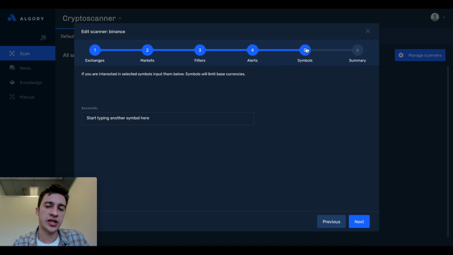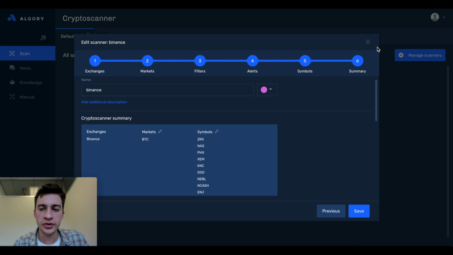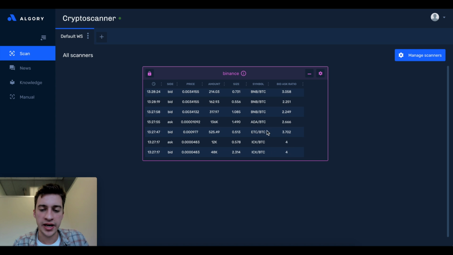And if you don't want to be scanning for every single coin that's traded to Bitcoin, you can actually just scan for just one, and then optimize the filters and alerts to that one coin. So this is the scanner that I had set up.